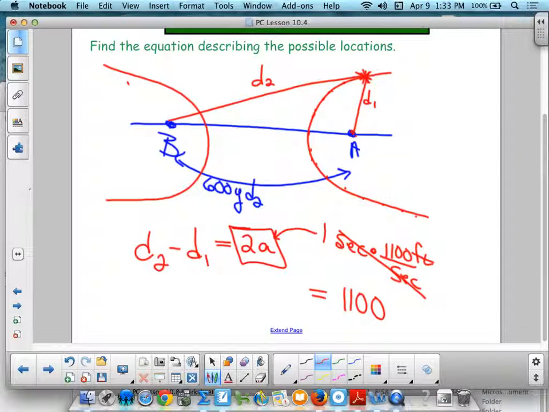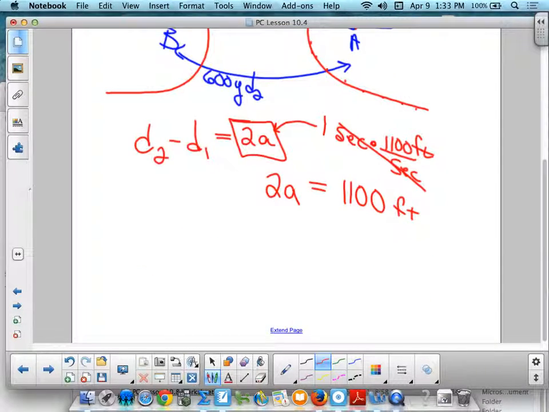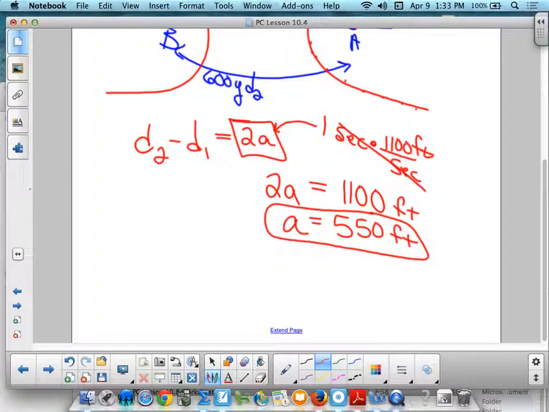2A actually equals 1,100 feet. Okay. So if you know 2A is 1,100 feet, I bet you know A. Say again? 550. So guys, remember when you start a problem in these conic sections, you gotta know A, you gotta know B, you gotta know C. Well, I know A. A is 550.